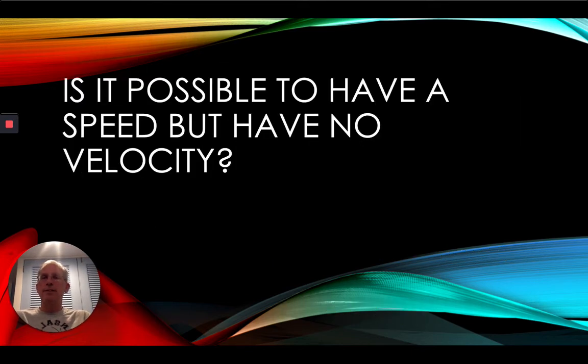Is it possible to have a speed and no velocity? So could I tell you, hey, you know what? I'm right now moving at 60 miles an hour. And you say, well, hold on, your velocity is 0 right now, both at exactly the same time. That I'm moving at 60 miles an hour and I have no velocity. Sounds crazy, but yes. Here's how it's going to happen.